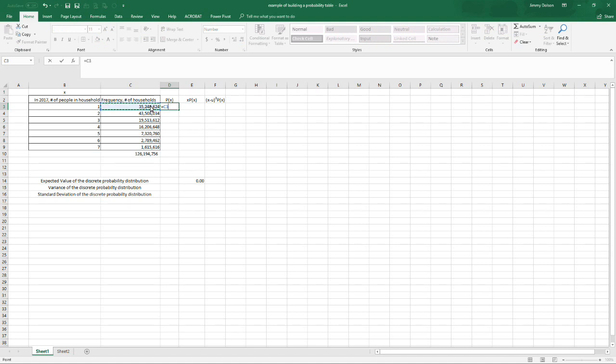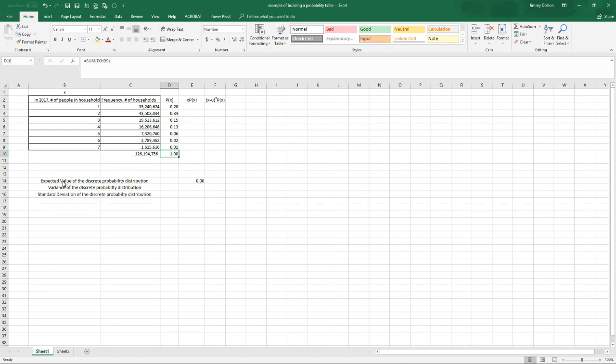So for household size of 1, divided by that total, and let's anchor it while we're there so that we can come back and copy that all the way down. Just to double check, it's that divided by that, and copy it down. Now, in case you didn't know, these all have to total 1. That's a good way to double check to make sure you've done this correctly.